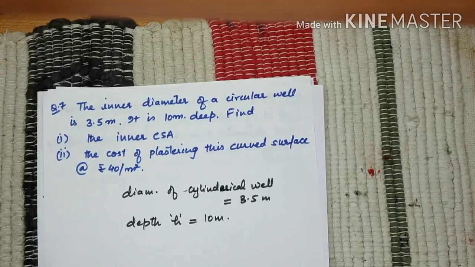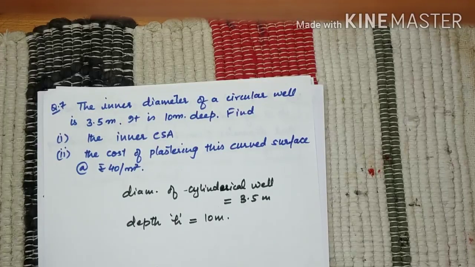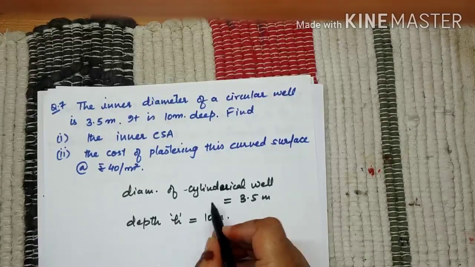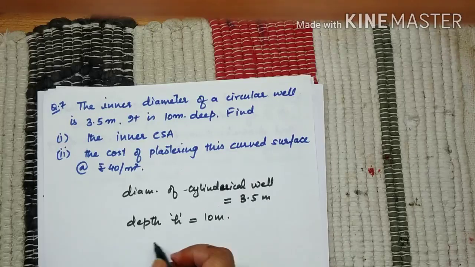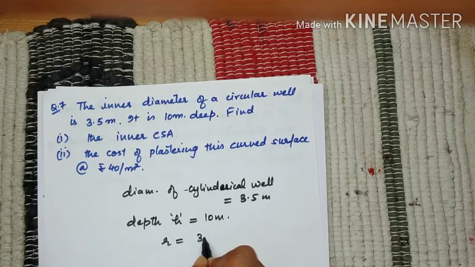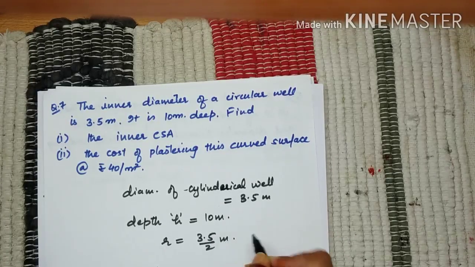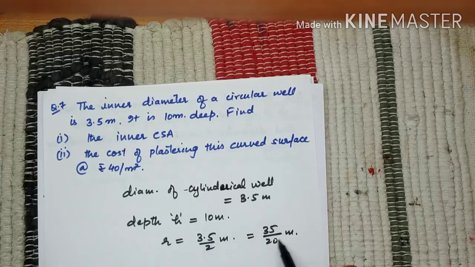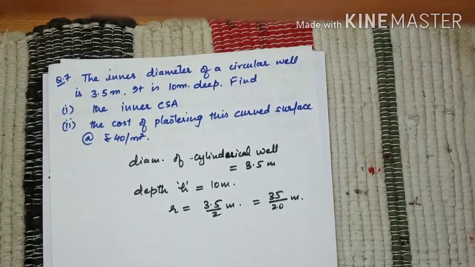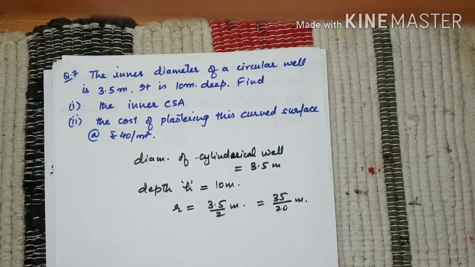What do I need to find out? We need to find out the inner CSA. If the diameter is 3.5, so the radius is 3.5 by 2. So can I write it as 35 by 20? I am not removing the decimal, 35 by 20. We will convert it later when we do the final calculations. I am not converting it to the lowest term right now.